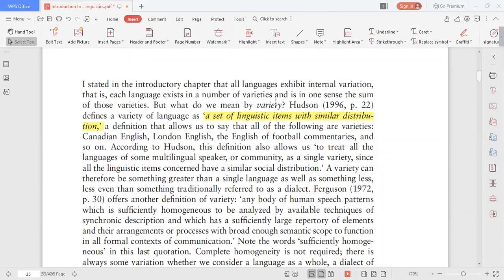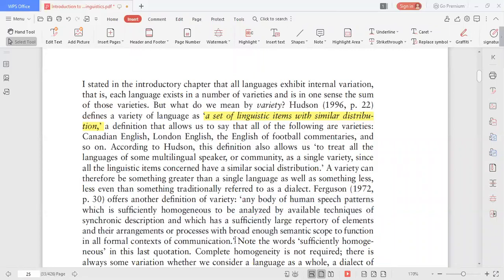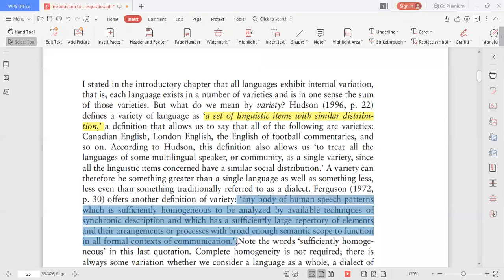So Ferguson defines any body of human speech. Okay, I will highlight it for you so that when I highlight, can you see that? Yes, sir. Is it visible on the screen? Yes, sir. Okay, then it's good, because I just want to facilitate you so that you can understand it easily. So what's the color of that text now? Tell me. Yellow. Yellow. Oh, thank you. I thought you were color blind, but you can see the color.